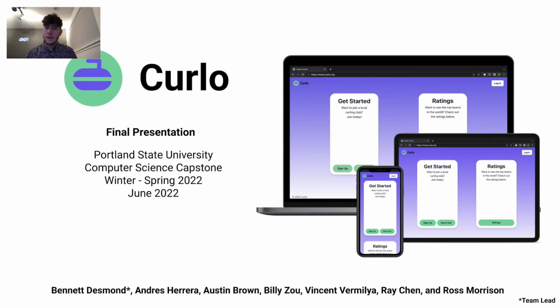Curlo is a web application that enables club curlers from across the country to be able to compete with one another. This goal is achieved through a website and a rating system that's incorporated within the website.